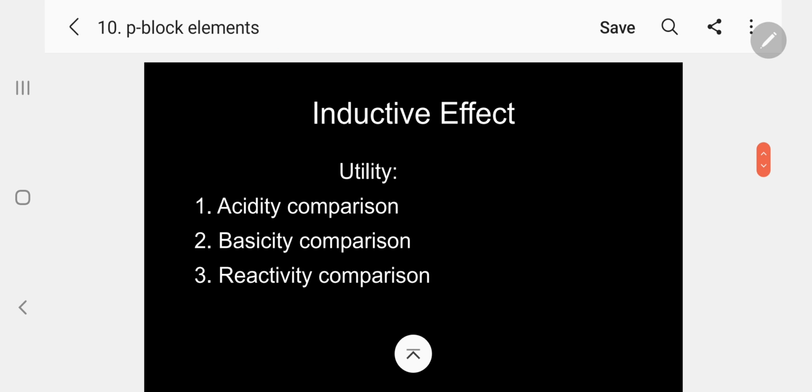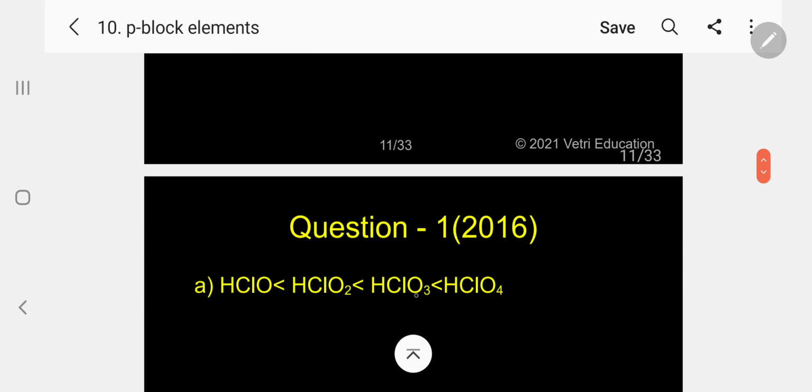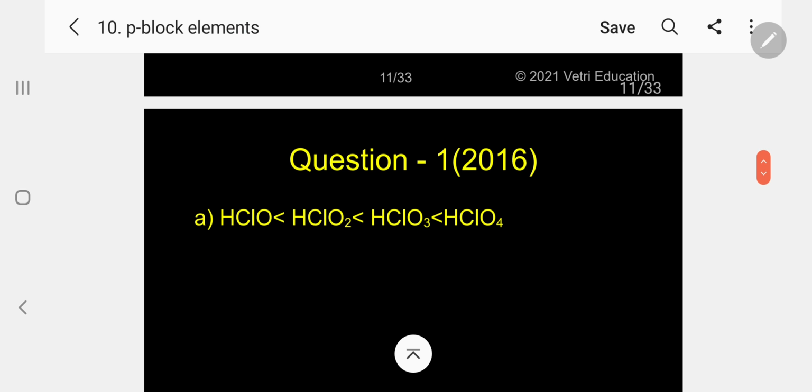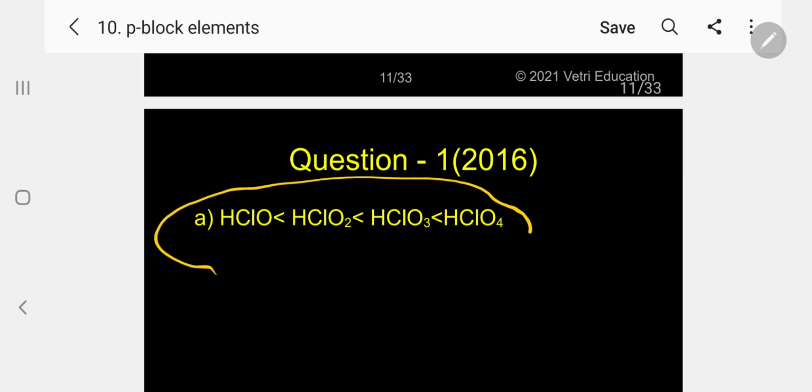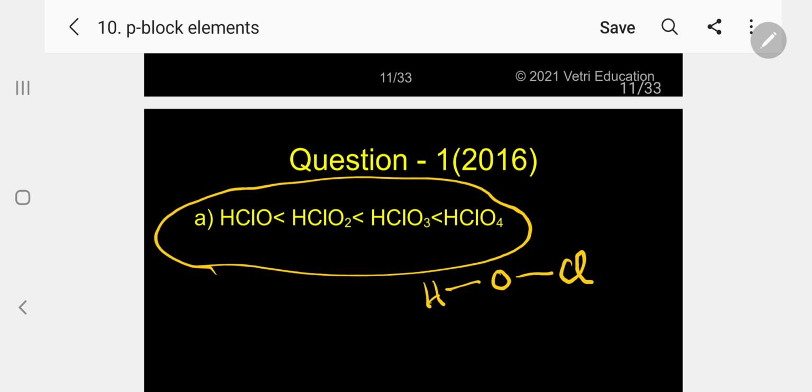With the help of inductive effect, we can compare acidity, we can compare basicity, we can compare reactivity. In this question, we are comparing acidity. So let me come to the questions. In this question, the correct answer is this. Let me explain why it is the correct answer. Please follow. When I take the central atom chlorine, it is connected to OH. It is called perchloric acid. This is a double bond O, double bond O, double bond O. This is the structure of this acid, perchloric acid.